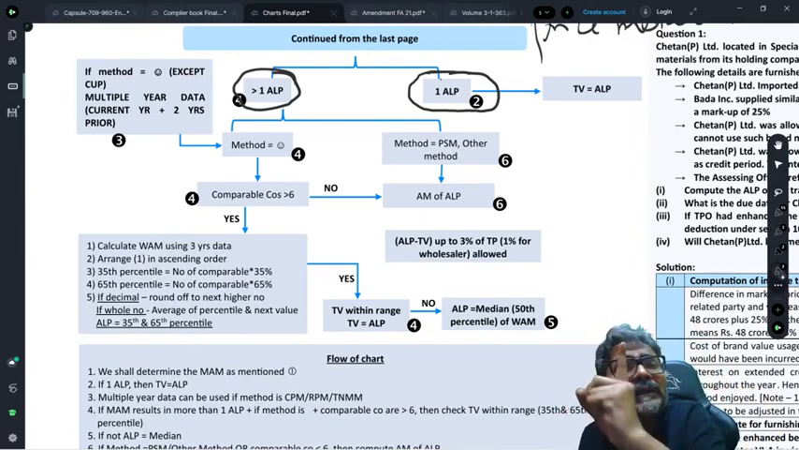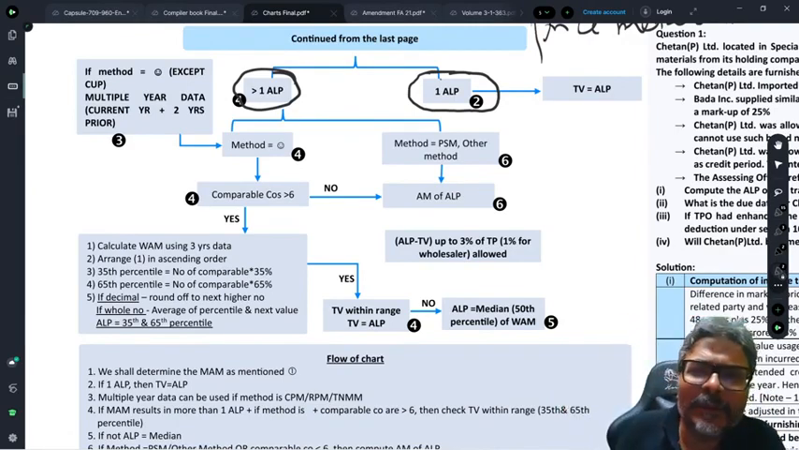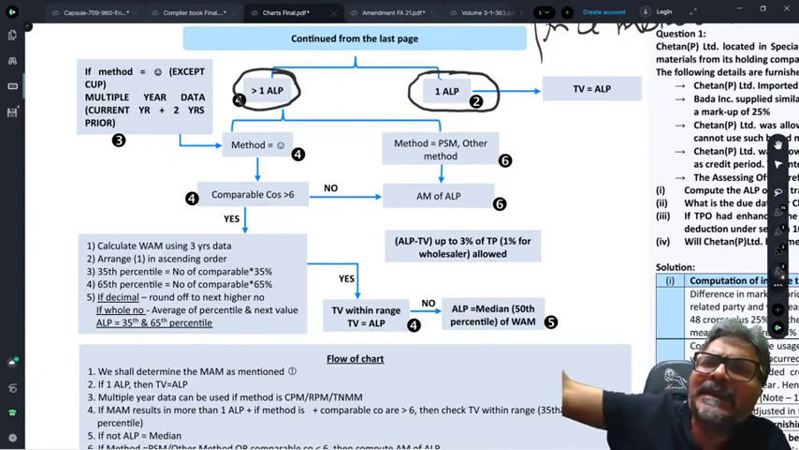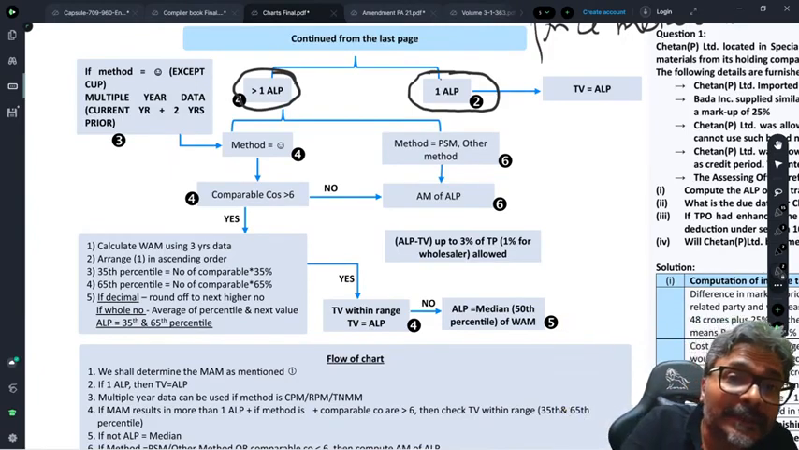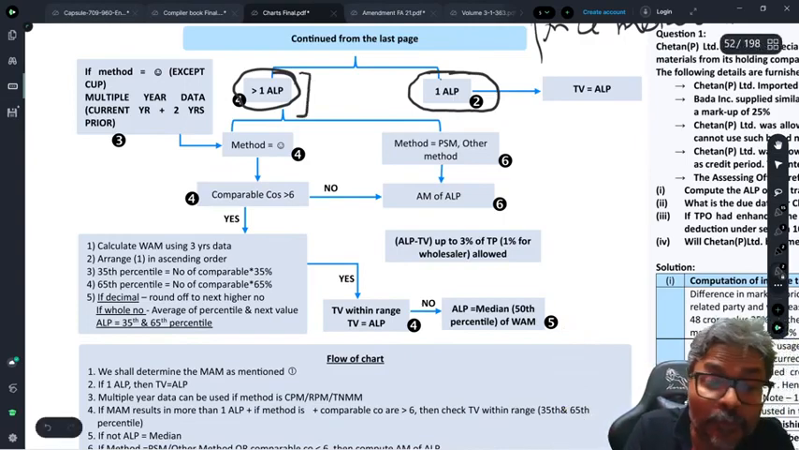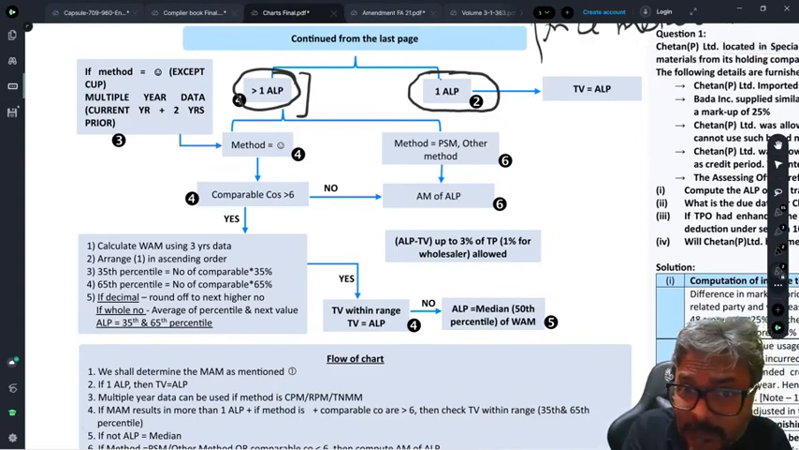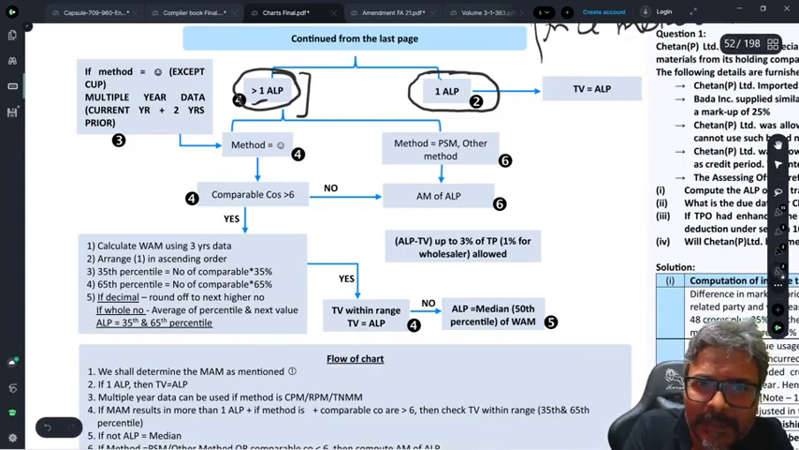You will apply only a single comparable data, get that more than one ALP, and then do what? Then do this. Students, be careful. Do what now? Do this. If there is more than one comparable, students, then in that particular case, which method, students, in this context?